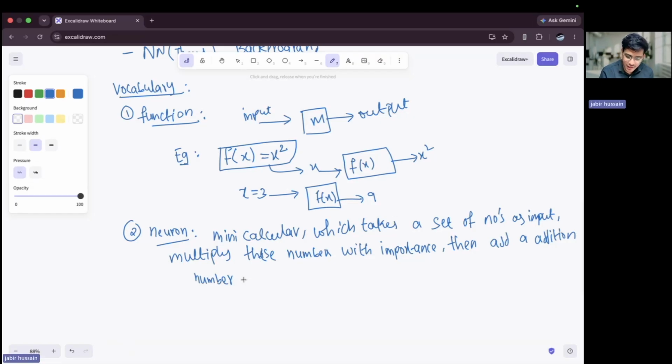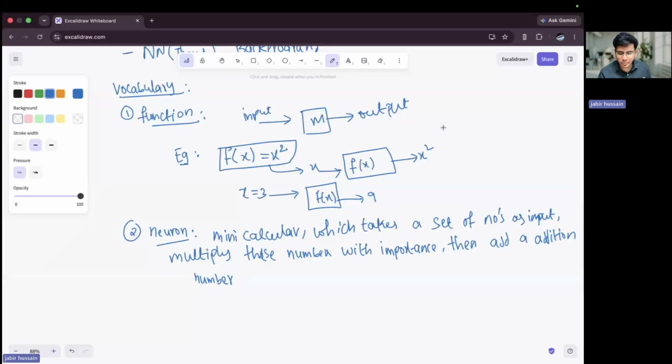The definition of a neuron is that it's a mini calculator, and the work of this mini calculator is that it takes a stream of inputs. After taking the stream of inputs, it multiplies them with their importance. Every number we get in a neural network will have its corresponding importance, and we multiply this importance number with the input number and add them together.